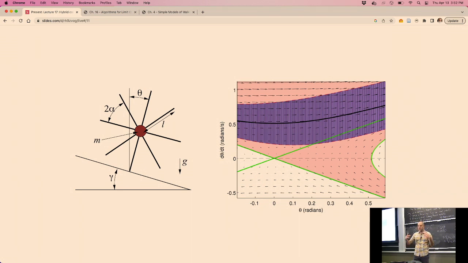The same way we'd expect our LQR regions of attraction to be inner approximations, and you hope that they're big inner approximations. The same thing can work for limit cycles.